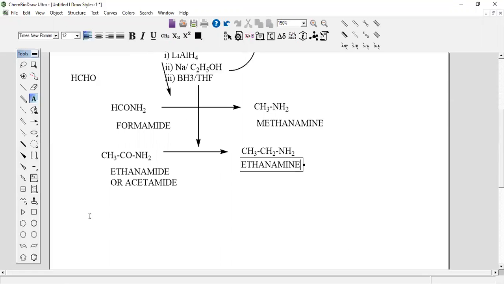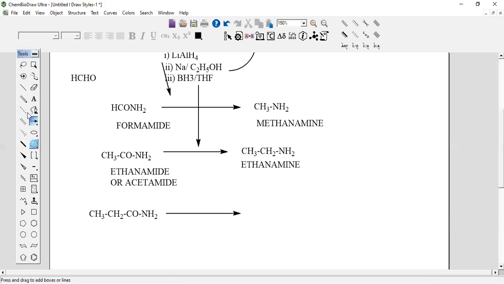Okay, we'll take one more and then we'll stop our discussion. Now let us go to another compound, CH3CH2CONH2. Now tell me what is the name of this compound?